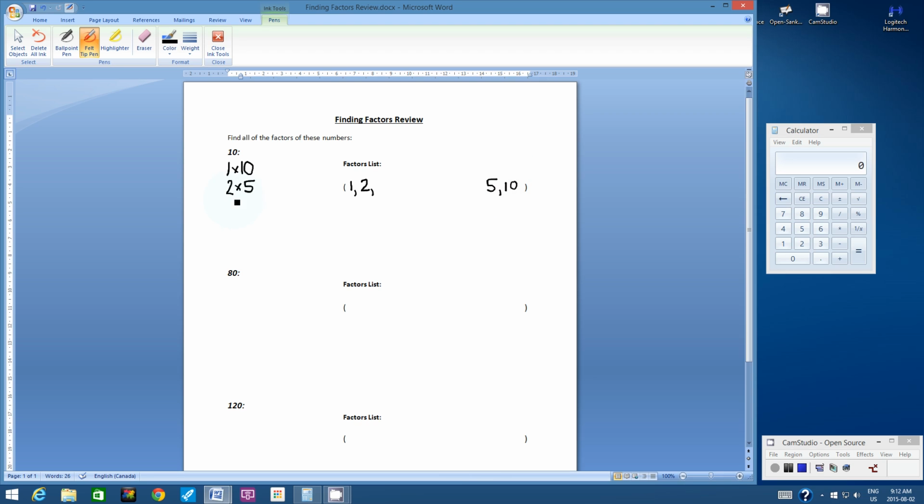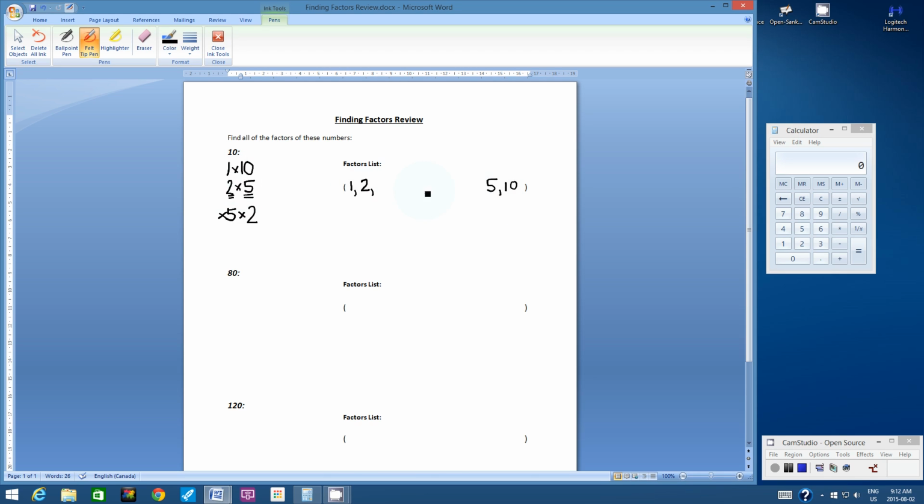Okay, now does 3 go into 10? No, because remember the divisibility rule for 3 is if we add up all the numbers, 1 plus 0 is 1, is that sum divisible by 3? And 1 is not divisible by 3. Does 4 go into 10? No. Does 5 go into 10? Yes, but we've already taken care of 5 over here. So we don't need to write the reverse, 5 times 2. Let me just write this here to show you that we do not need to write this twice because we've already got the factor of 2 here and we've already got the factor of 5 here. Okay, so we're finished. There are no other factors for 10.